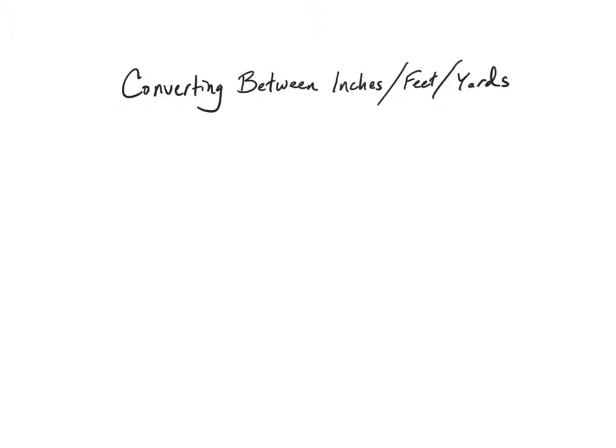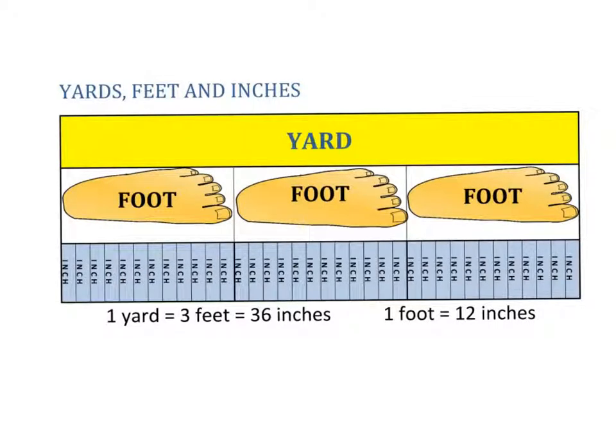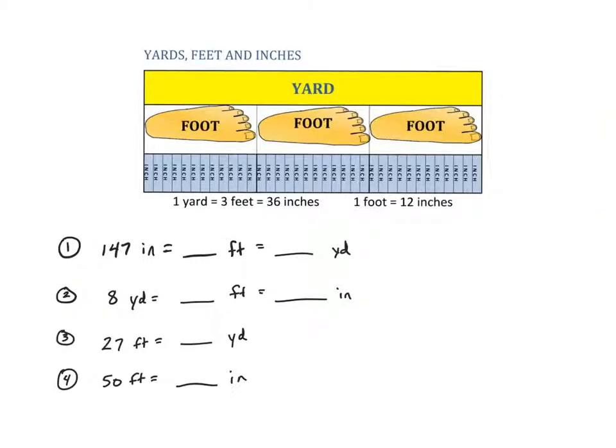feet, and yards. If you look at this diagram, you can see that a yard is equal to 3 feet, and 1 foot is equal to 12 inches. So therefore, 1 yard is equal to 36 inches. You should also notice that a yard is the largest of these 3 units, and an inch is the smallest of these units. So let's look at some examples of conversions.